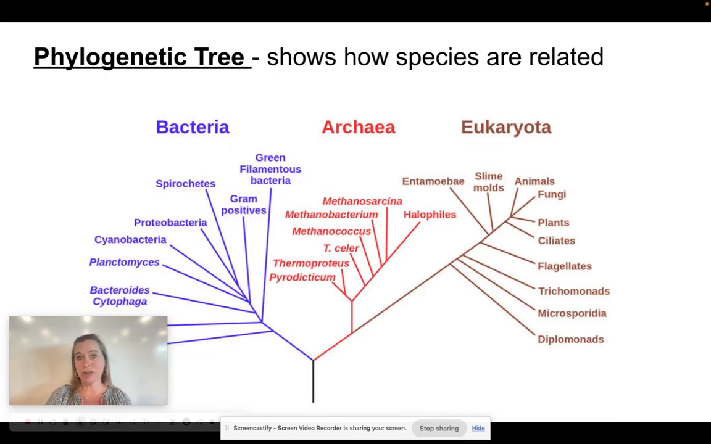This is a phylogenetic tree, and it shows how species are related. You can see here that we have bacteria, archaea, and eukaryotes. Animals would include humans, right? So this is where we would be here with animals. And you can see that we have a common ancestor more recently with archaea. So we're more recently related to archaea. Even though these are bacteria and these are bacteria, we're more closely related to these bacteria.